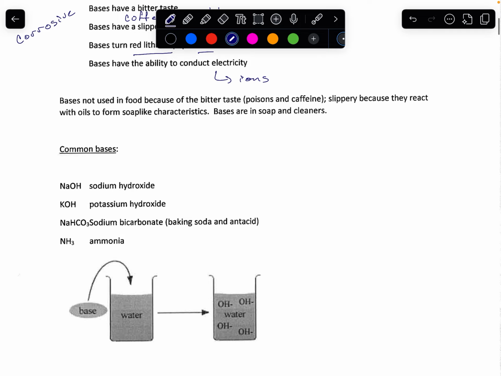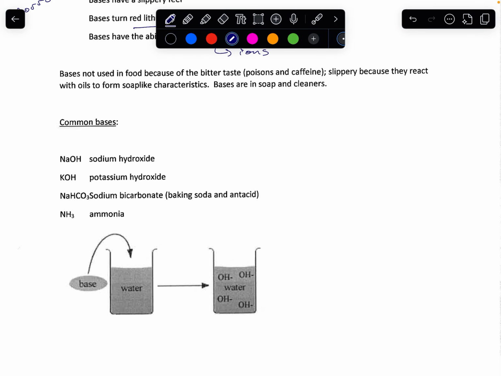Okay, so let's look at some common bases. We have things like sodium hydroxide, NaOH. We have potassium hydroxide, KOH. So a lot of bases are going to end with that hydroxide ion, OH minus. But not every base is. Some things like sodium bicarbonate, baking soda, that's a base, but there's no OH minus there. We've got that carbonate ion, so this is like a carbonate base.